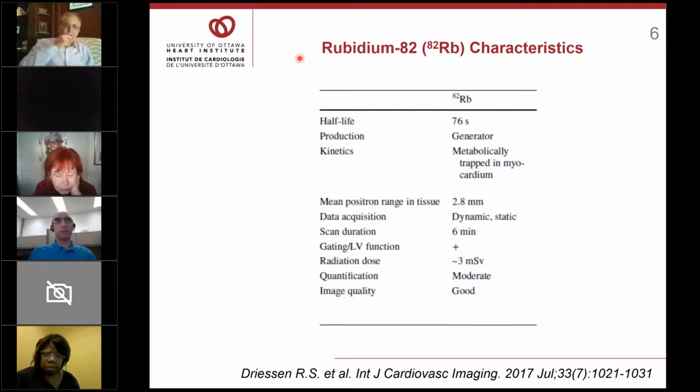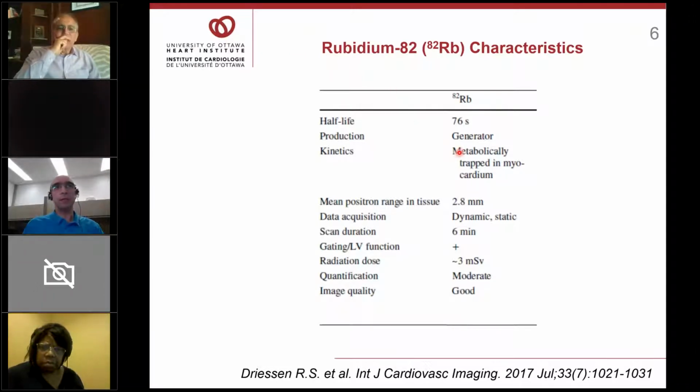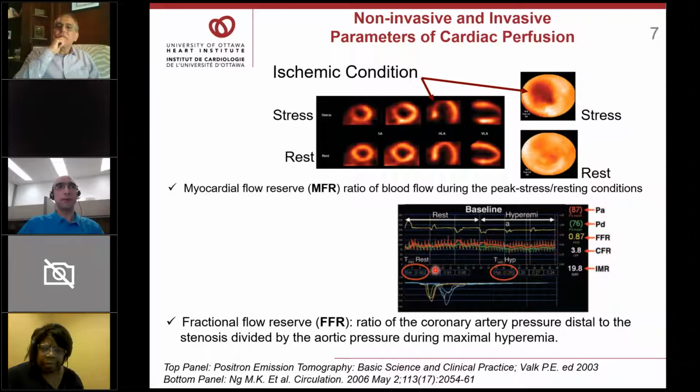Rubidium-82 is generated on site. There is no need for a cyclotron, it has a short half-life and scan time, enables both dynamic and static imaging, and provides good image quality. Just a quick reminder that myocardial flow reserve (MFR) and fractional flow reserve (FFR) are both used to assess the ischemic burden of CAD, as my colleague Dr. Wiefels has indicated. CFR is the term that is also used for MFR.